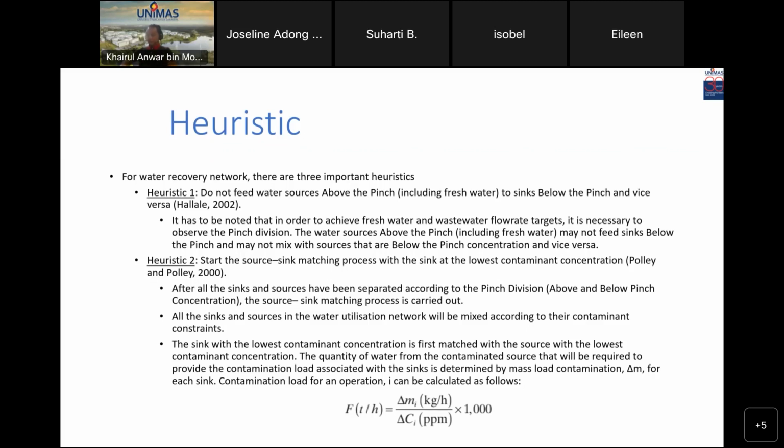It has to be noted that in order to achieve the freshwater and wastewater flow rate targets, it is necessary to observe the pinch division. The water source above the pinch, including freshwater, may not feed a sink below the pinch and may not mix with sources that are below the pinch concentration and vice versa. Second one, start the source sink matching process with the sink at the lowest contaminant concentration.